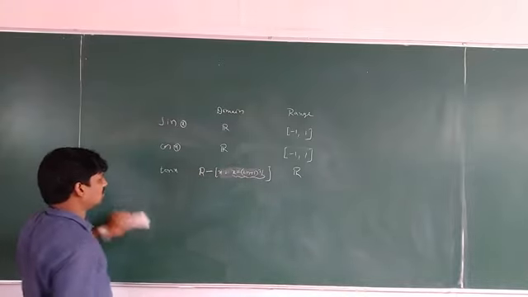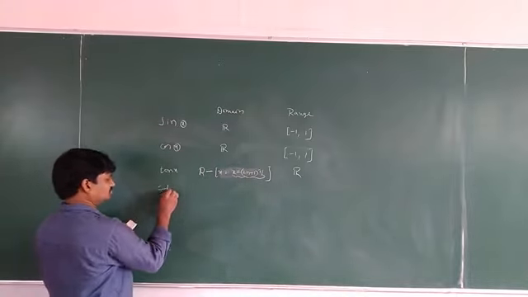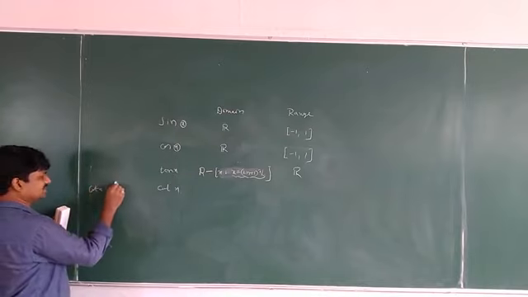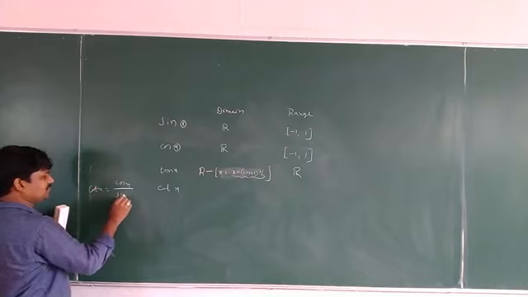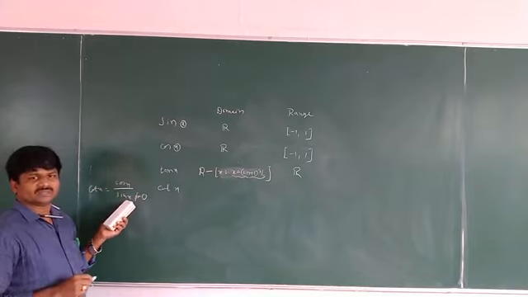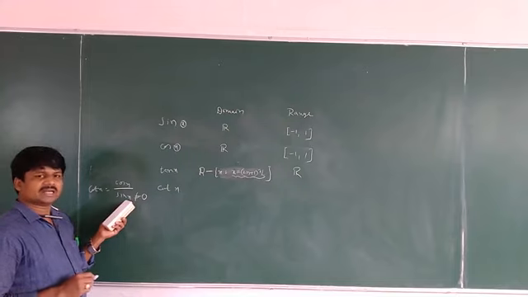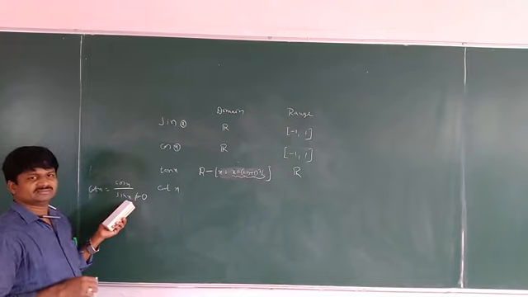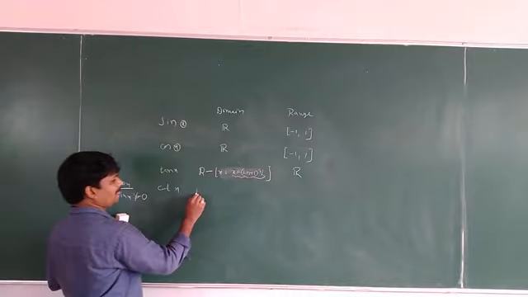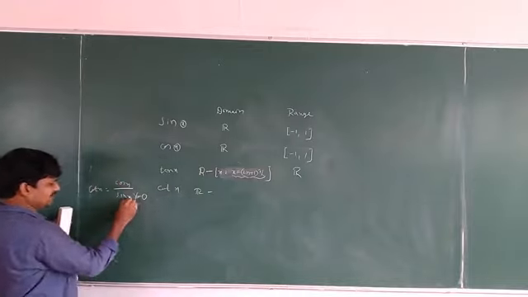Same like this is cot also. Cot x means cos x by sin x. Here what must be not equal to 0? Sin x must be not equal to 0. Yes or no? Sin x must be not equal to 0. So which value is given? For what value is sin x 0? That value we have to remove from R. Sin x value. What is x value?